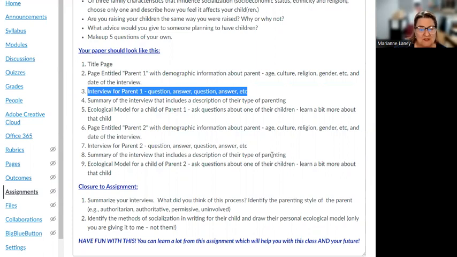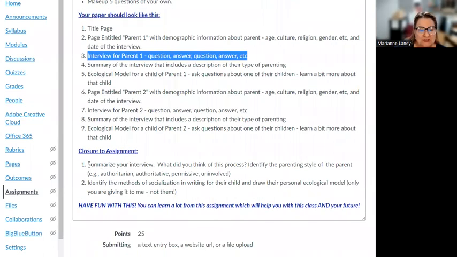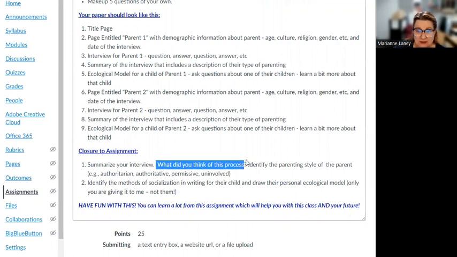Oh, right. So then here's your closure. Then you're going to add 1 more page, summarize. That should be like 2 solid paragraphs, right? How about maybe, let's say 1 paragraph for what did you think about this process? How many sentences? 5 to 10.